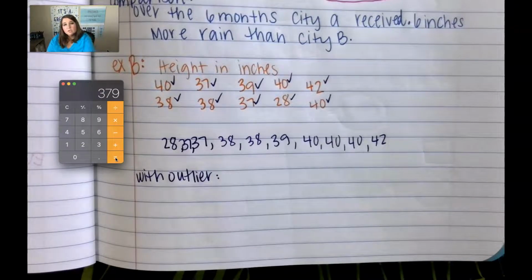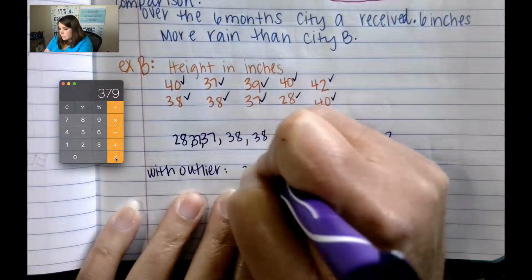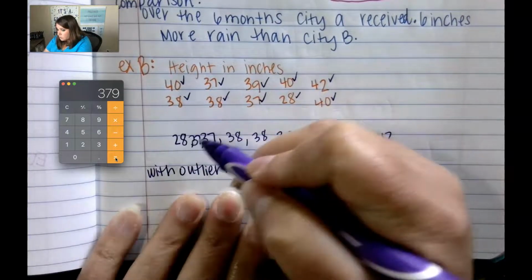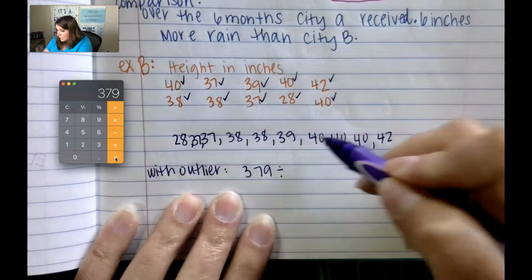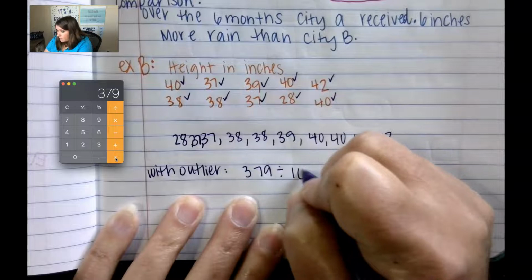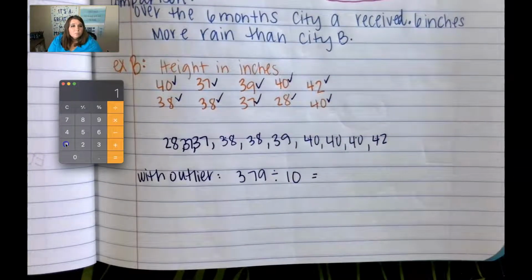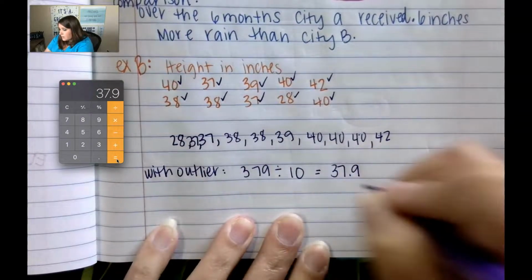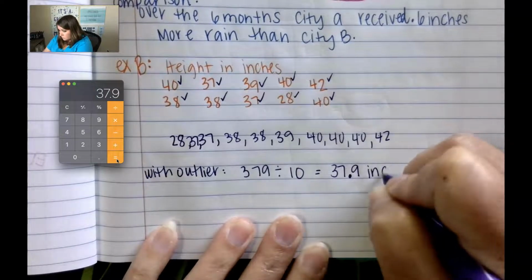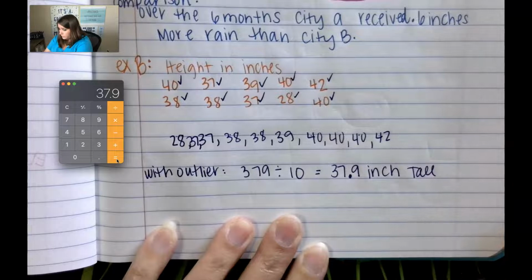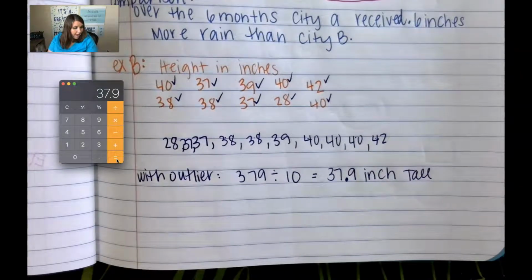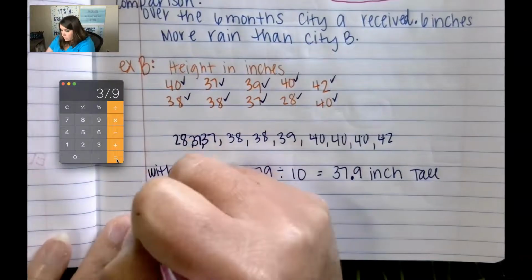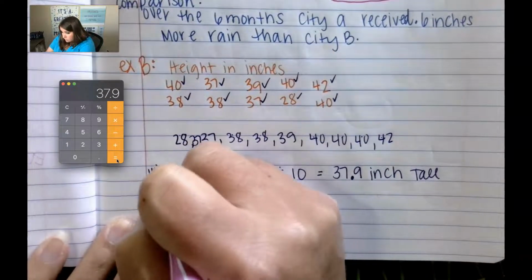So that gives us a total, with the outlier, of 379, and we're going to divide it by 1, 2, 3, 4, 5, 6, 7, 8, 9, 10. Divide that by 10 data points. Oops, see, you gotta be really careful. 379 divided by 10 data points is 37.9 inches tall. Okay, now we're gonna do it without the outlier. Okay, so without.